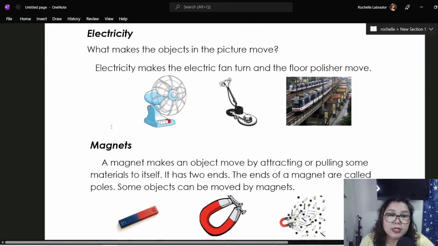Okay, next, electricity. What makes the objects in the pictures move? Electricity makes the electric fan turn and the floor polisher move. Dahil sa kuryente. Paano yung cordless? Yung portable, they also use electricity through the storage, yung battery.